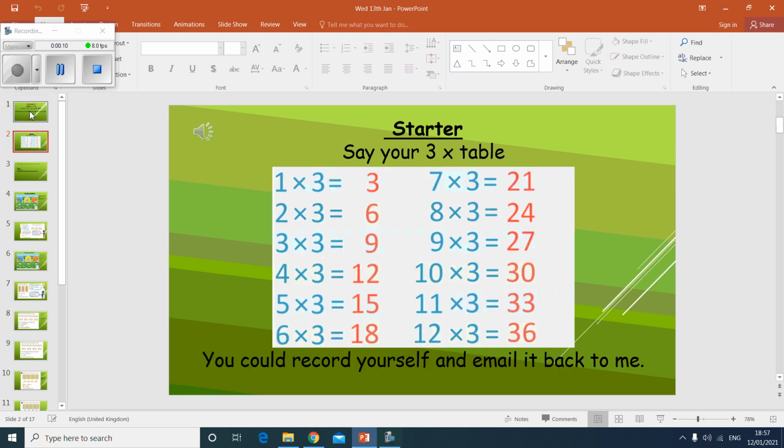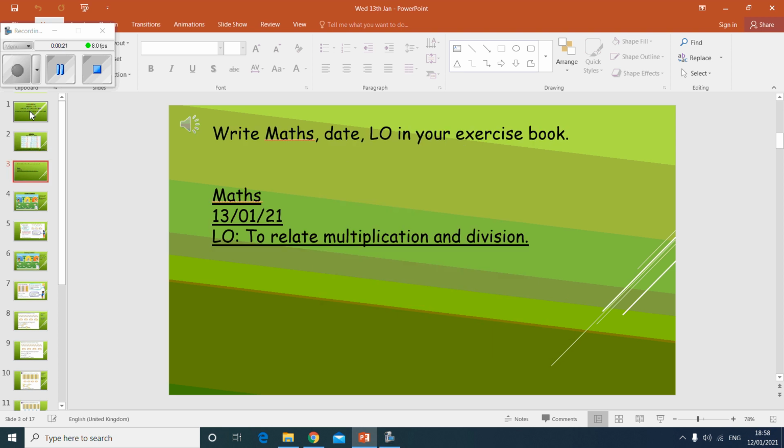To start off with today, let's practice our 3 times table. You can say it out loud and record yourself and maybe email it back to me. In your books or on some paper, please write Maths, the date and the LO in your exercise book. Pause the video while you write it down.